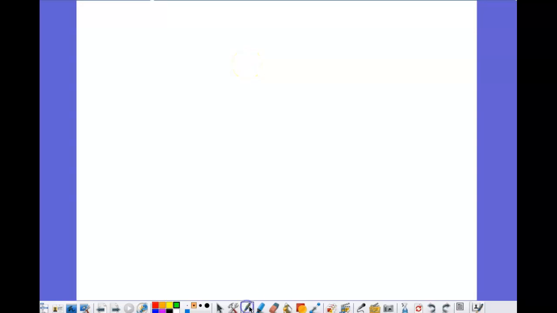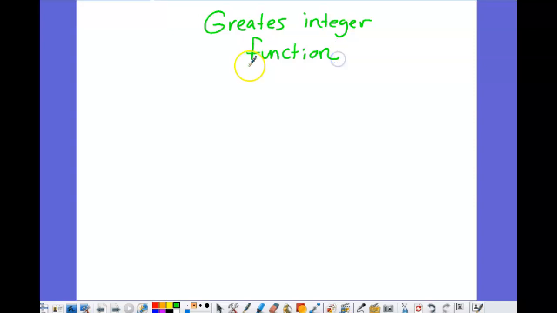Okay, so this lesson is going to be about a particular function known as the greatest integer function. Like I told you, calculus students, it's kind of a rare function. Don't see it very often.